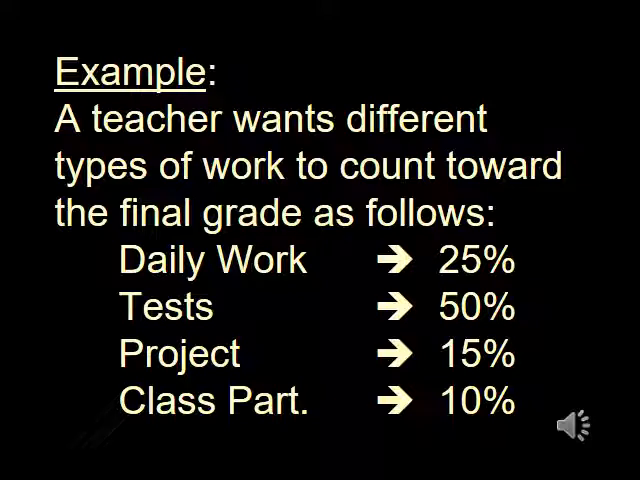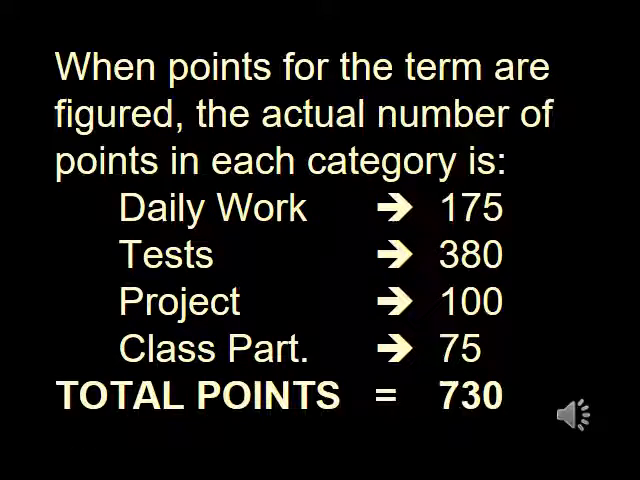So this time it says the teacher wants different types of work to count for different amounts in the final grade, and we've got what those percentages are. When you actually look at the total points that went into each category, they end up a little bit different from what it said, but we've got some numbers for each of those. These would be the observed or actual values. The percents would be what I'd use to get the expected ones.